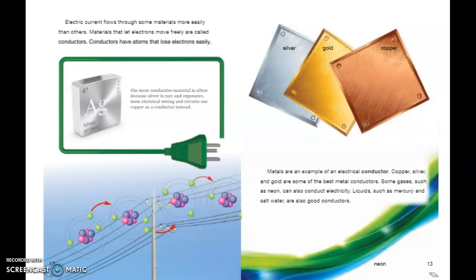Metals are an example of an electric conductor. Copper, silver, and gold are some of the best metal conductors. Some gases, such as neon, can also conduct electricity. Liquids, such as mercury and salt water, are also good conductors.